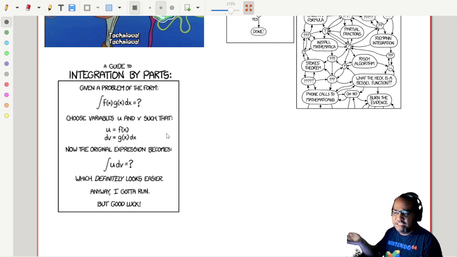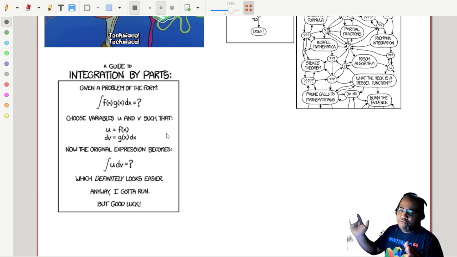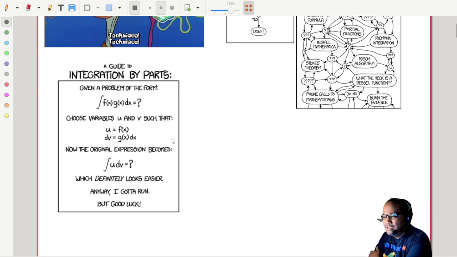You could frame this a slightly different way. Sometimes it's framed with g prime dx, but same thing. And now the original expression becomes the integral of u dv. And the video's over. No, no, I'm not going to leave it. But I want to take some time to actually develop where this integration by parts formula comes from. And we're going to use the standard notation that we see, this u dv, and we can relate it to f and g.